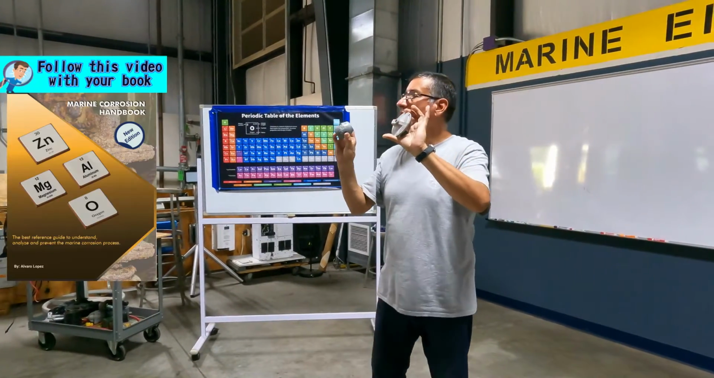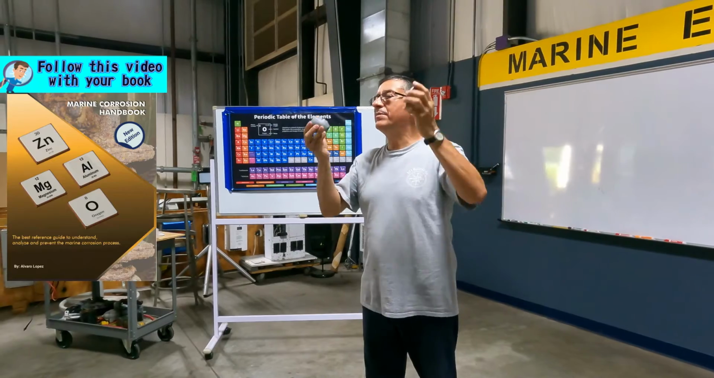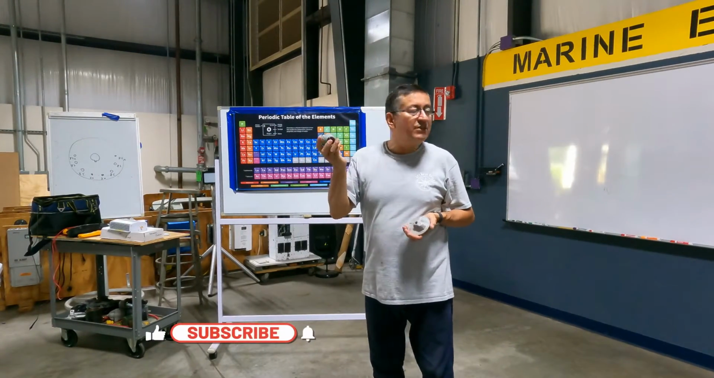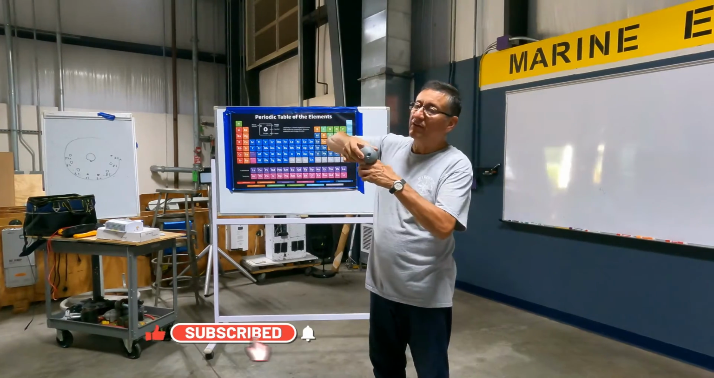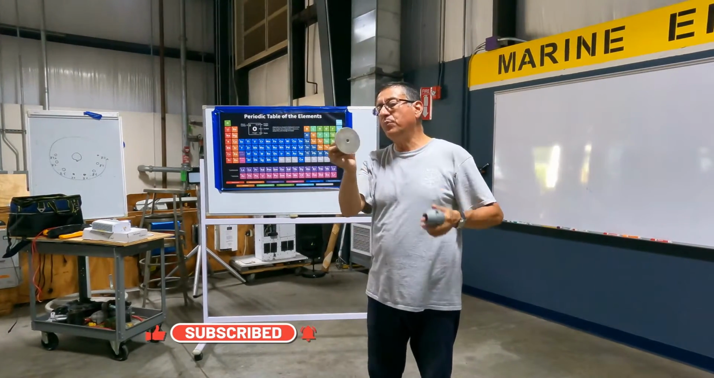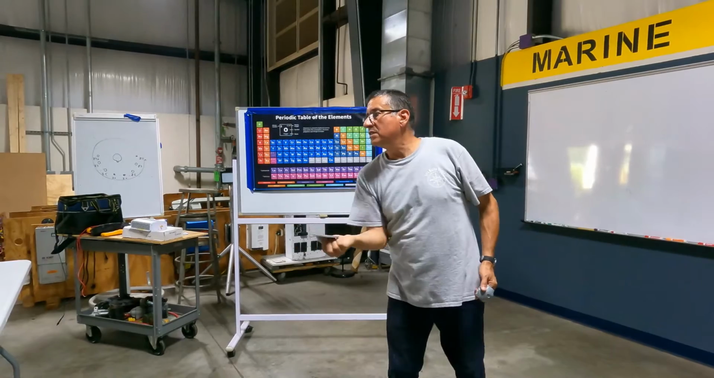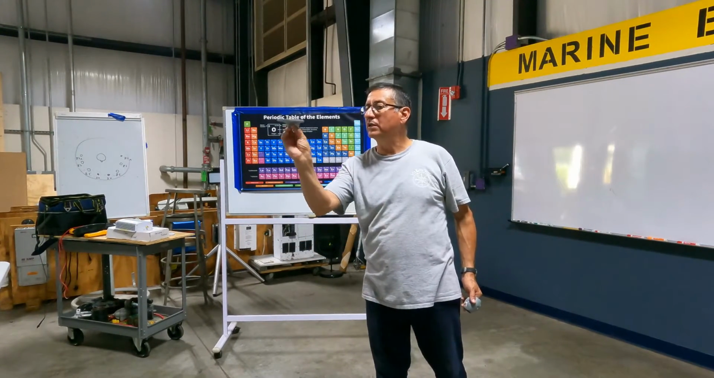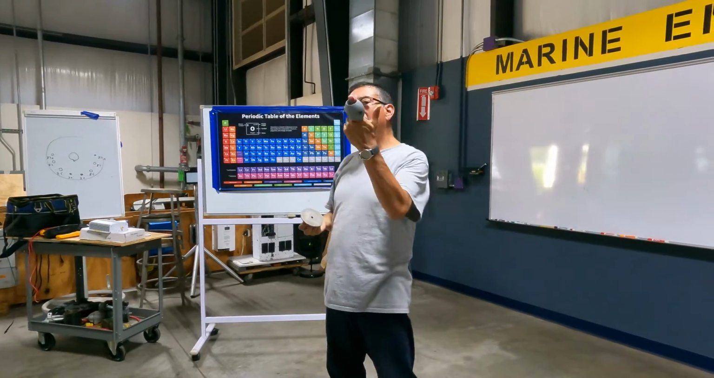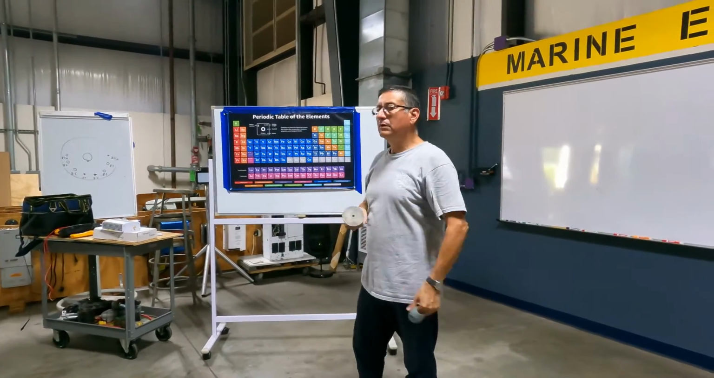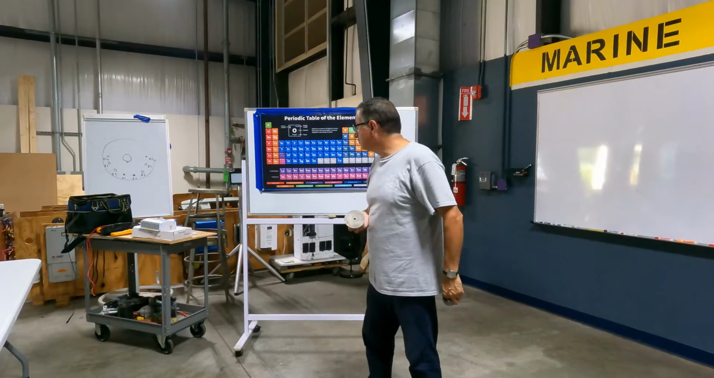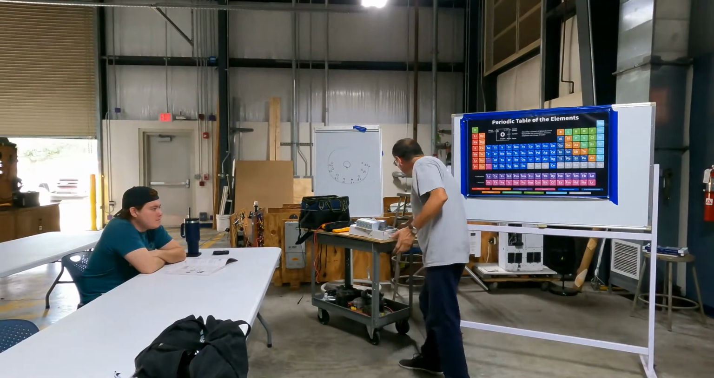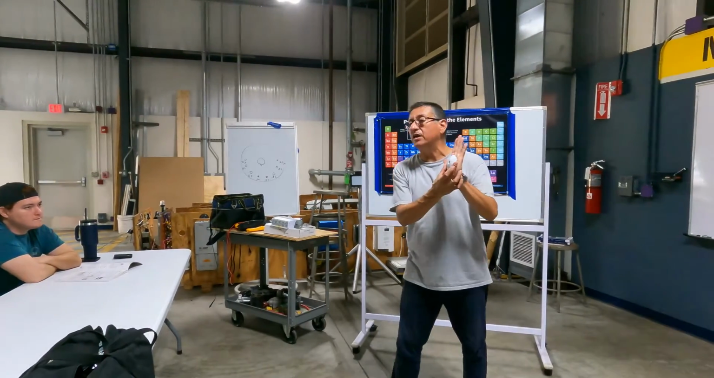Zinc is used to protect other metals in the marine environment. Why do I put a piece of zinc in the shaft like this, or in the bottom of the lower unit in an outboard? Why do I use zinc? Is it because it's cheap? No. I put zinc to protect other metal.